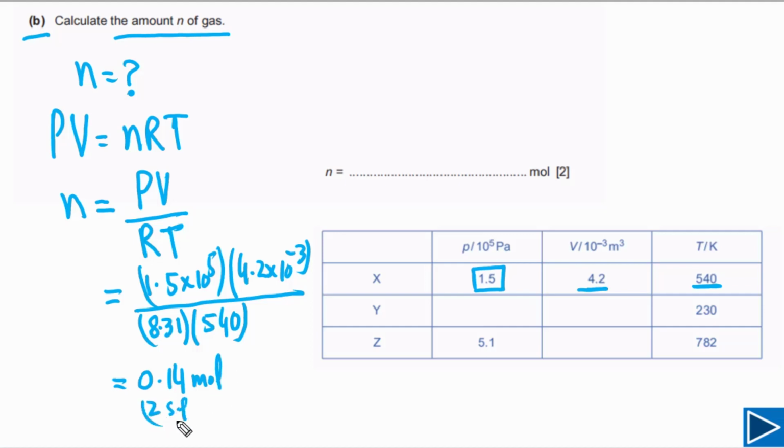We have to use 2 SF in this case because the least number of SF we have is 2, and here also we have 2. So our answer has to be up to 2 SF, and this is our final answer. This question has only 2 marks. If you have used this formula, you will get 1 mark. And if you have got the right answer, you will also get a second mark. Means you will get 2 marks in total. So this is how we can answer this type of problems.